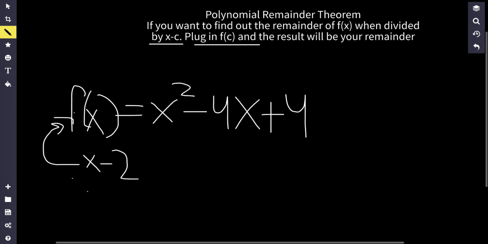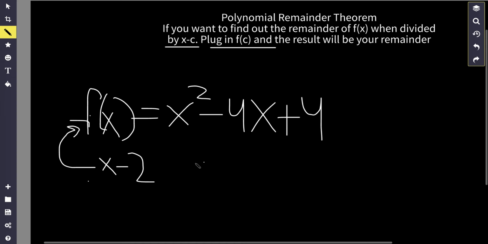So let's say f of x is equal to x squared minus 4x plus 4. And I want to find out the remainder when I divide this polynomial by x minus 2. Let's say this is our function, what's the remainder when I divide this function by x minus 2?